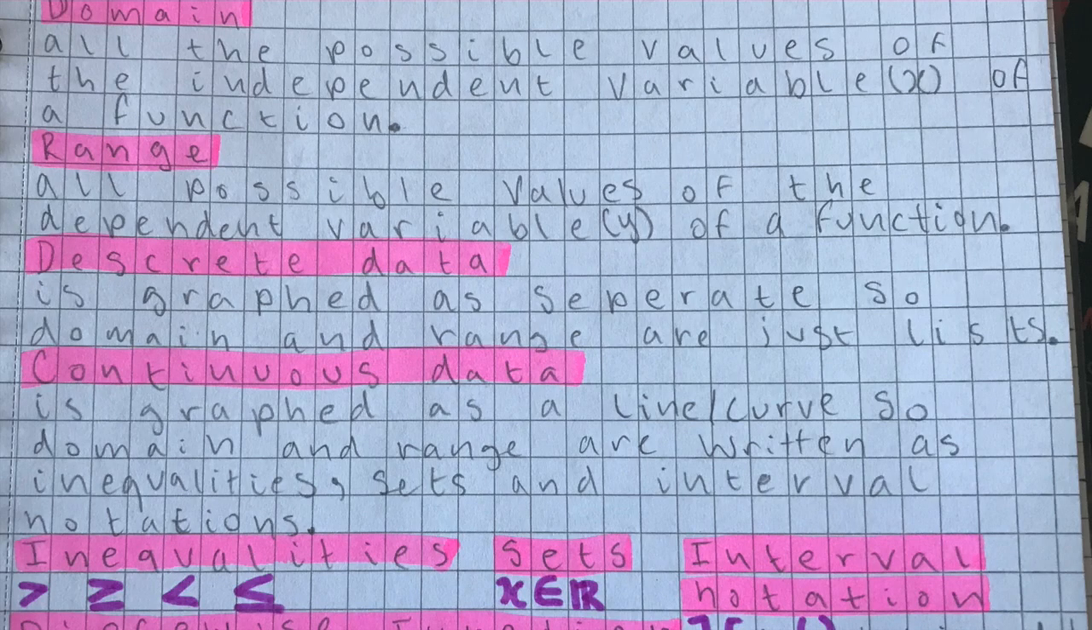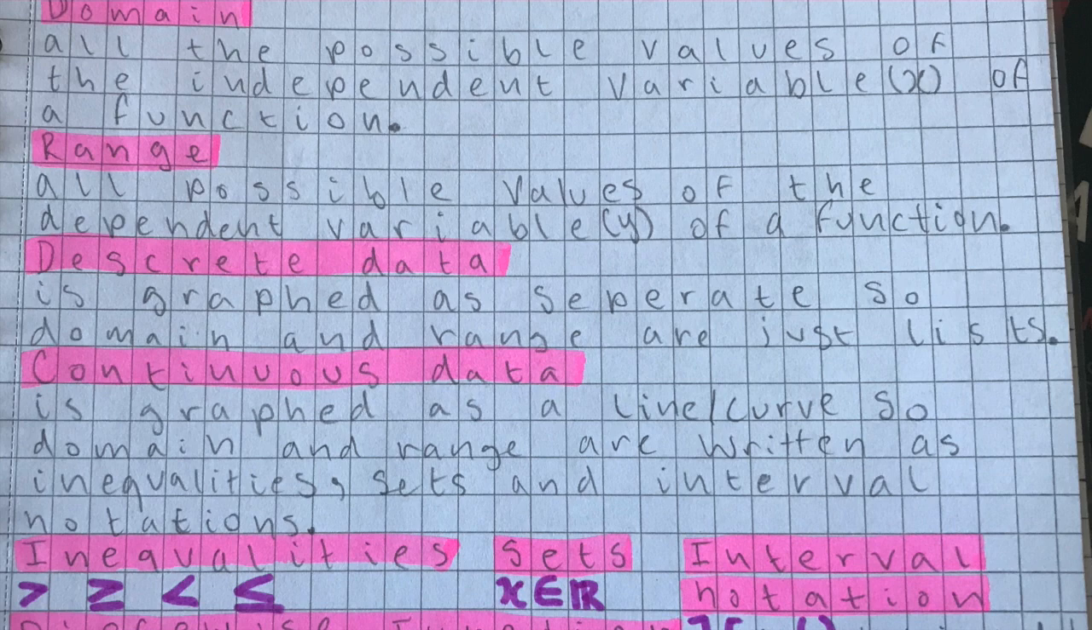2.4 is all about the domain and range of a function. So first of all, what is the domain? The domain is all the possible values of the independent variable, the x variable, of a function. Meanwhile, the range is all the possible values of the dependent variable, which is the y, of a function. So what you learn in this chapter is how you write the domain and the range and how you find the domain and the range.